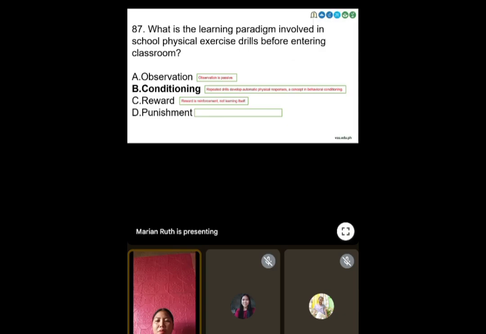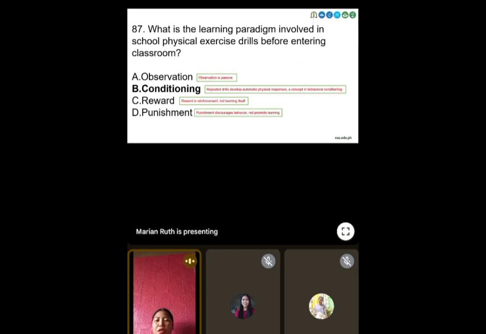Why not letter A, C, and D? Letter A, observation, is not the correct answer because it is passive. Why not letter C, which is reward? Reward is a reinforcement, not learning itself. Also not letter D, which is punishment, because punishment discourages behavior, not promotes learning.